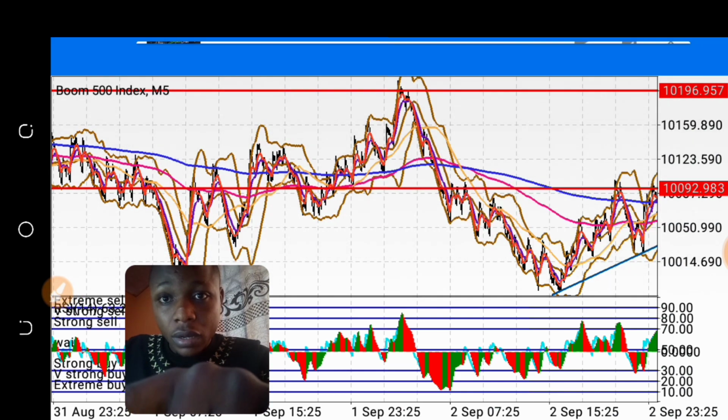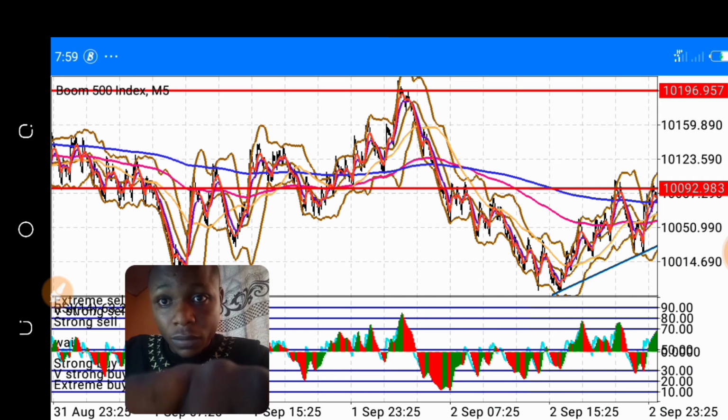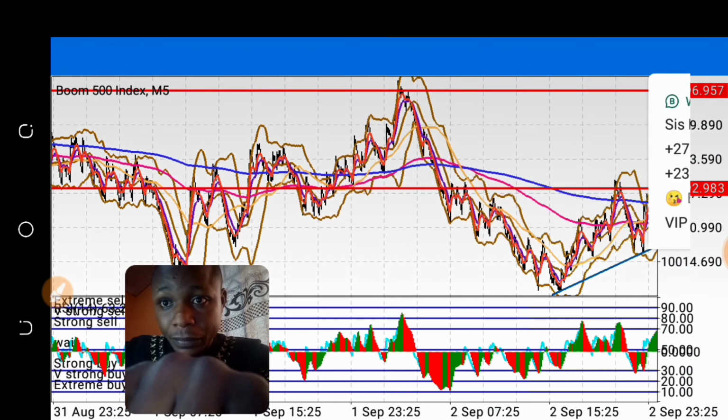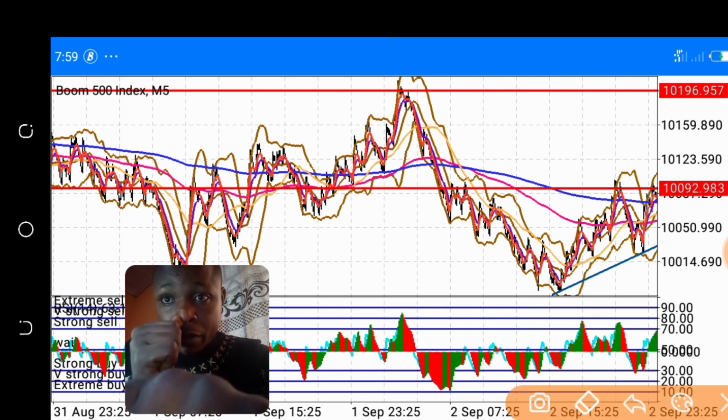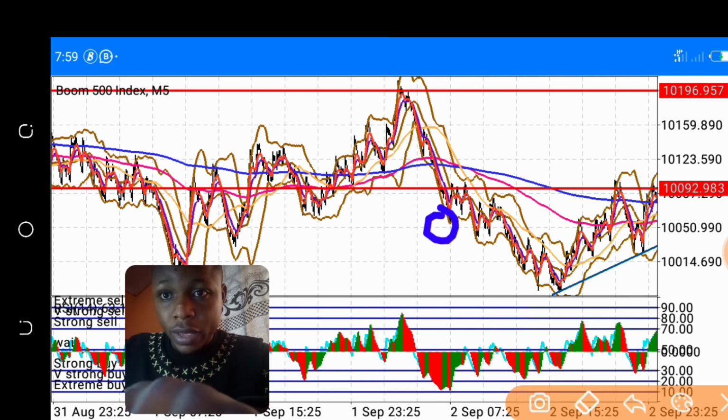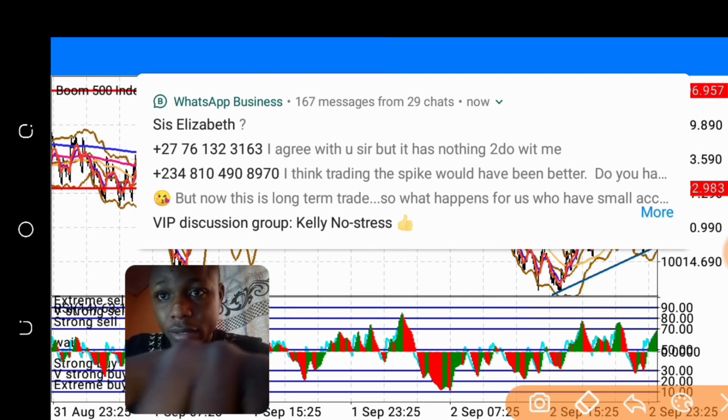If it is resistance you are drawing, look for a nearby support. If it is support you are drawing, maybe this kind of support over here, like this kind of support over here, maybe you want to draw a trend line for it.